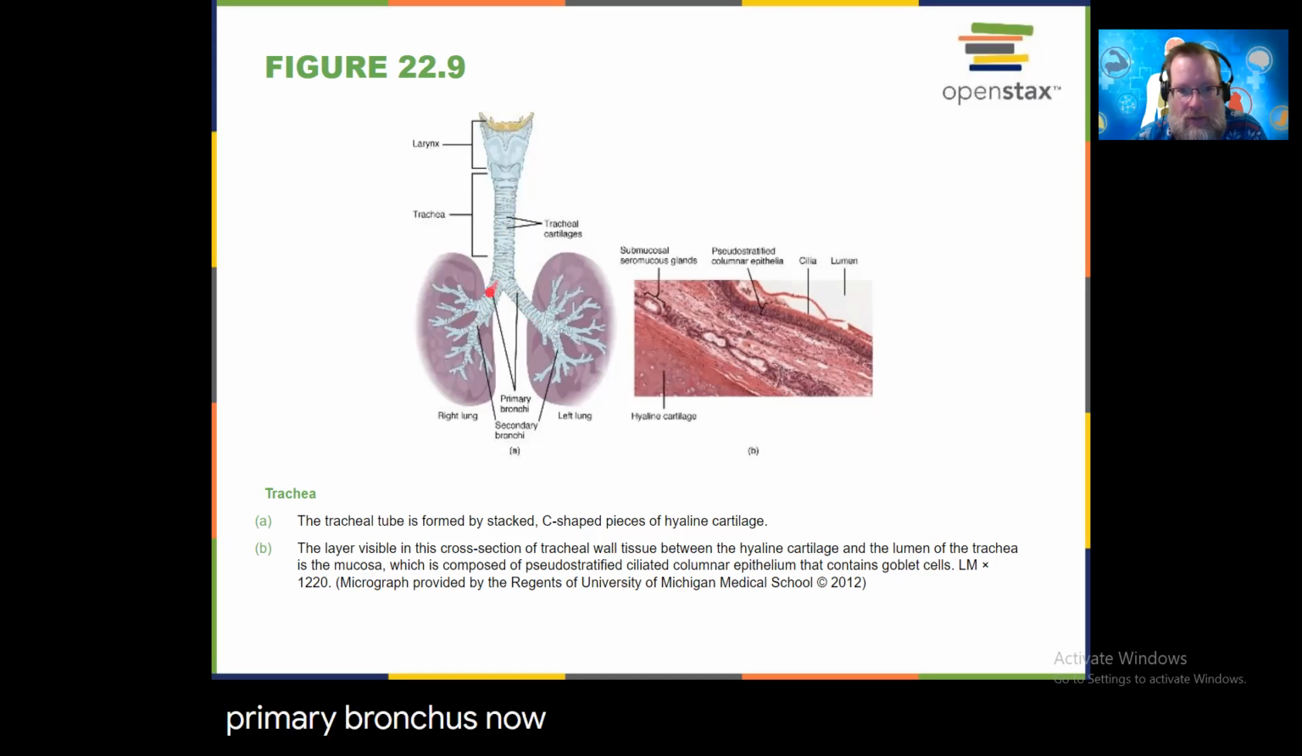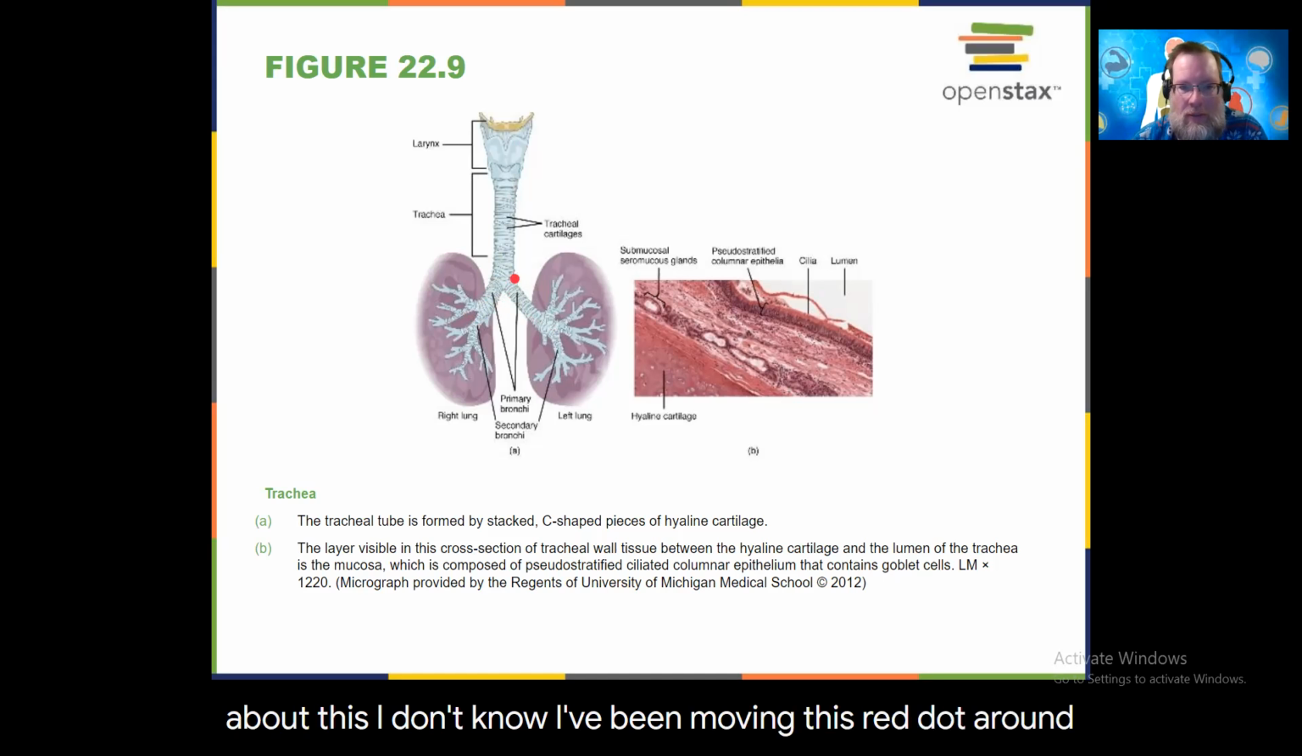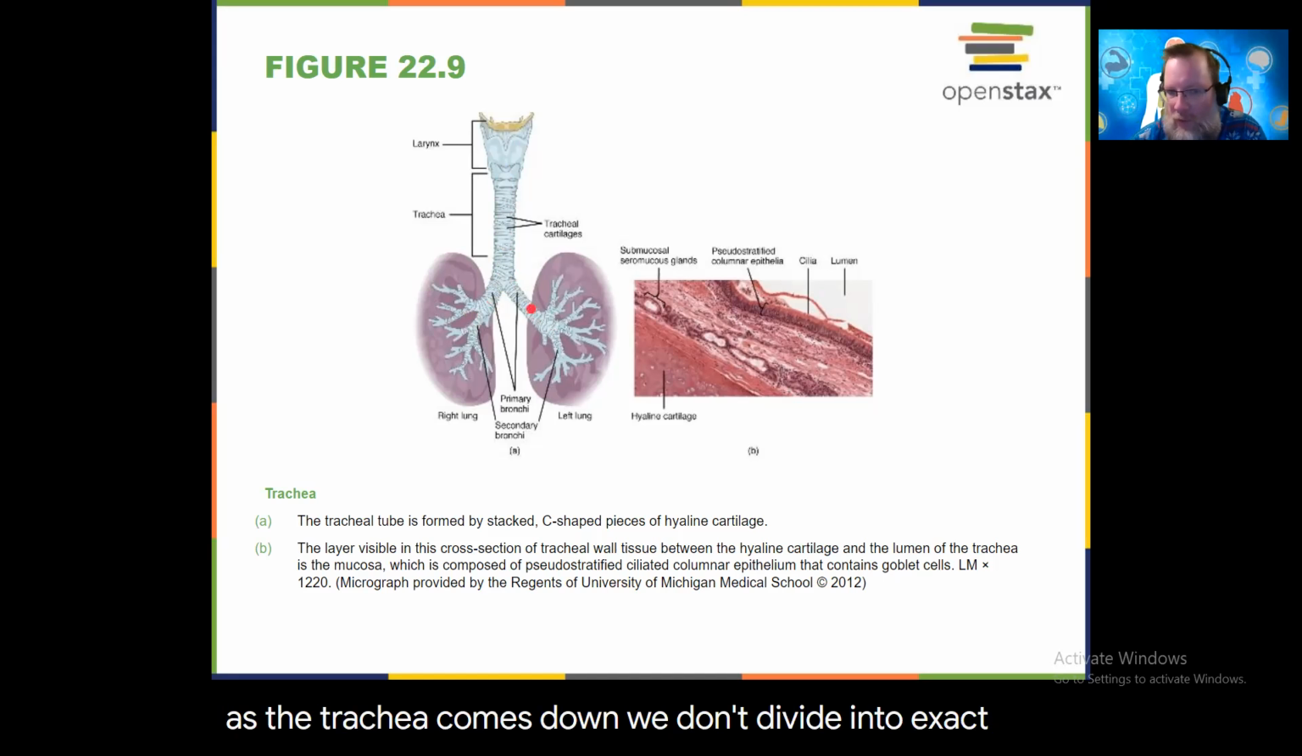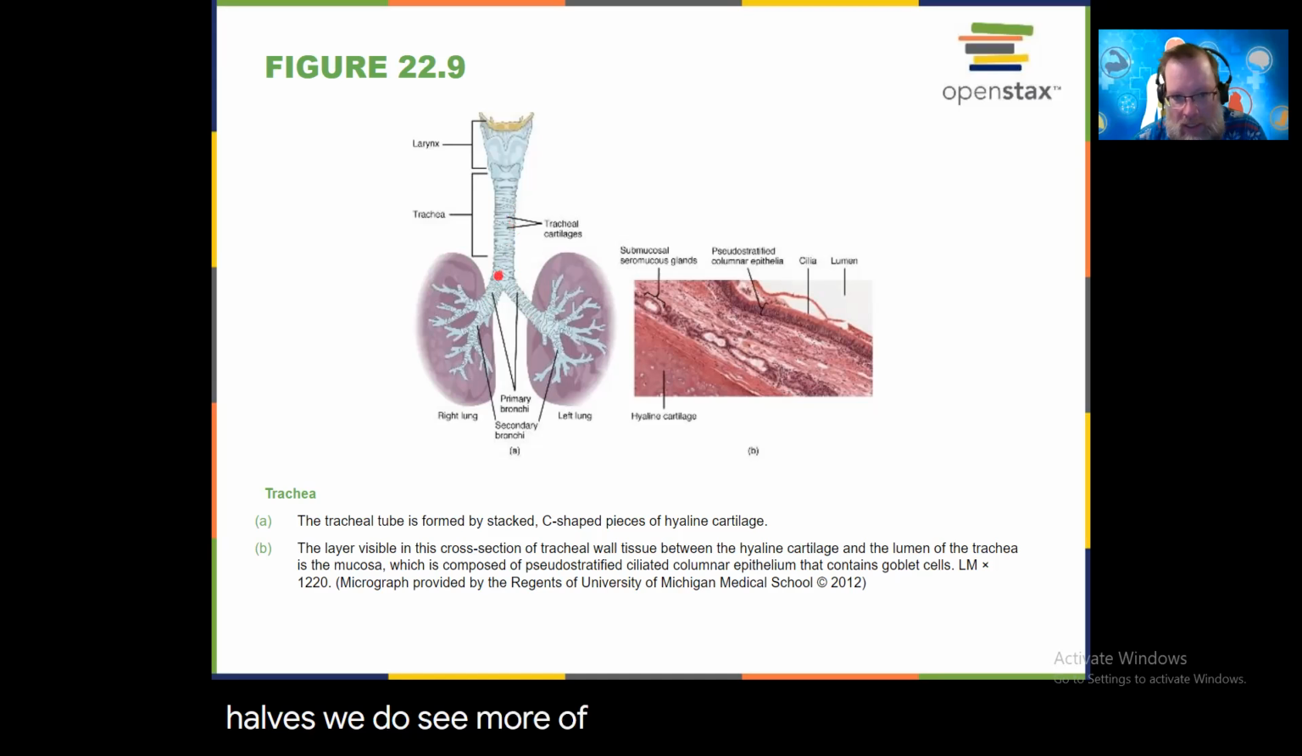Now, you may notice something about this. I've been moving this red dot around and babbling, so I don't know if you've noticed, but we don't have symmetry going on here with these two bronchi. In other words, as the trachea comes down, we don't divide into exact halves. We do see more of a leaning of airflow moving toward the right lung.